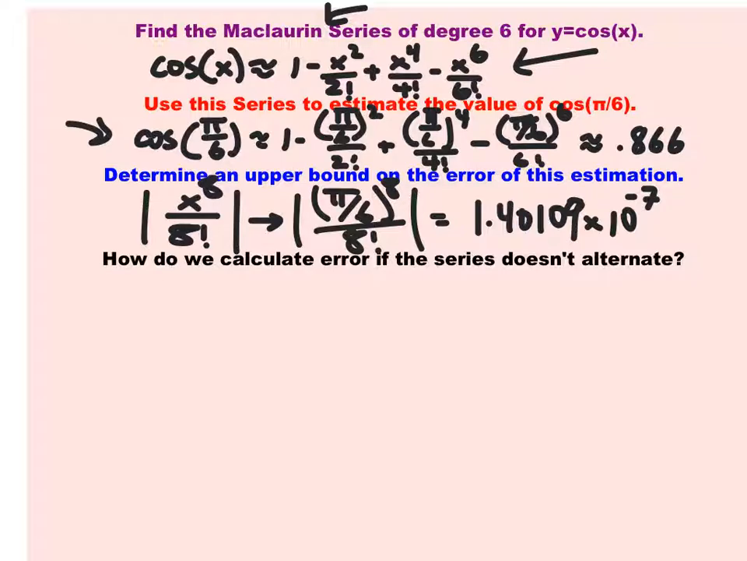And you have to go out a number of decimals further than this. When you actually type in cosine of pi over 6 on your calculator, you have to go out like 3 or 4 more decimals in order to get a number that's different than what you'd get using this Maclaurin series. So that's great, right? Every time you see an alternating series, you should say, that's awesome, I know I just take the absolute value of the next term. But how do we calculate error if the series doesn't alternate? And that's what we're getting into today.